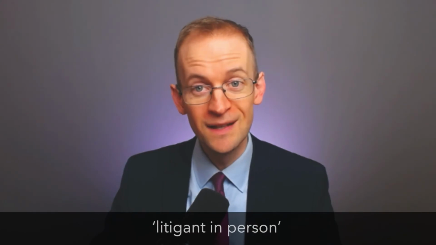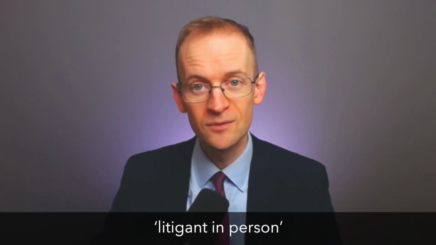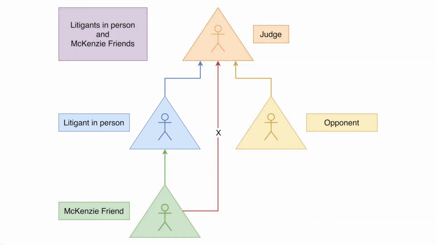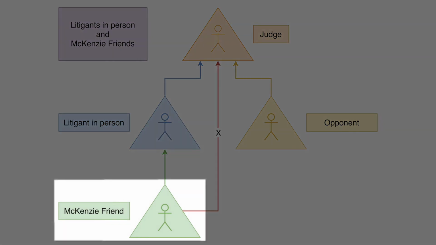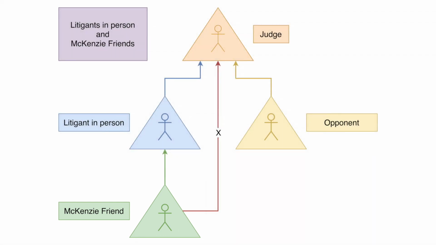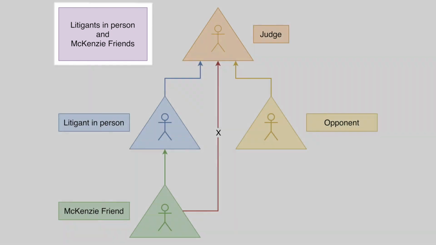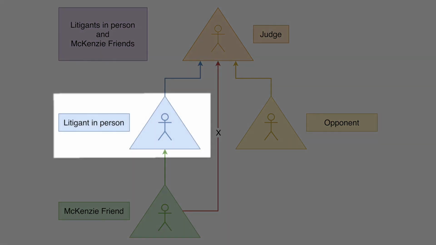A so-called litigant in person is someone representing themselves in legal proceedings without the assistance of an authorized representative. Litigants in person may seek the assistance of a non-authorized individual and appoint one as a so-called McKenzie Friend. A McKenzie Friend is different from an authorized representative because they have no right of audience. So a litigant who is assisted by a McKenzie Friend will remain a litigant in person.